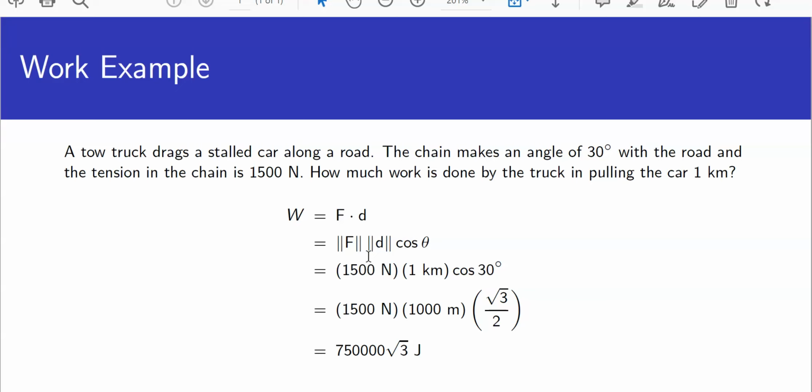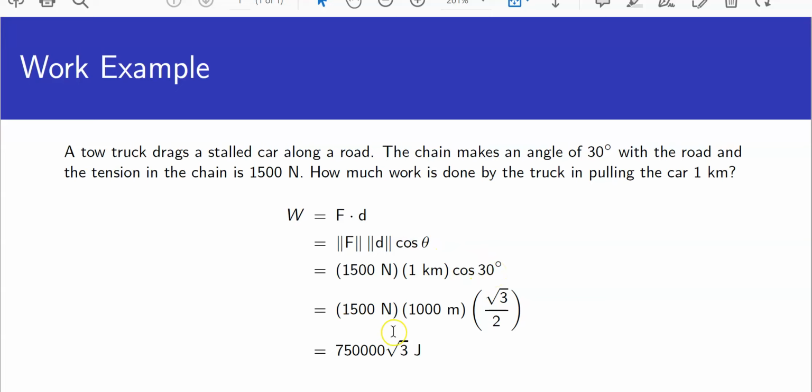To be able to compute the dot product, rather than having components here and doing a dot product, we need to use basically the motivation behind finding the dot product, and that is the angle between the two vectors. We know that the force vector is making a 30-degree angle with the road, so that theta is 30, and we can use the dot product form of the product of the magnitudes of the vectors times the cosine of the angle between them. So the tension is 1500, so we can replace the magnitude of F with 1500. Distance is 1, so we can replace the magnitude with 1, and we can replace the angle with 30.